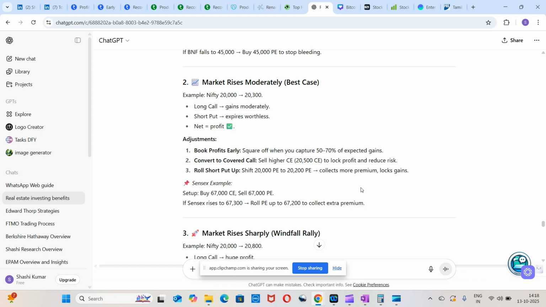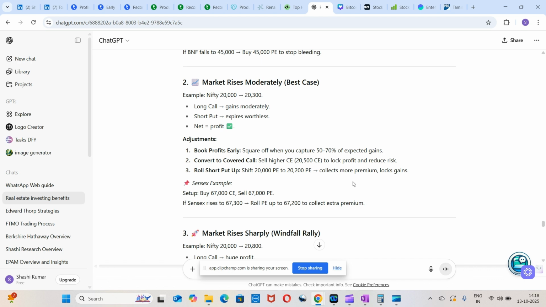The second thing you could do is convert to a covered call. Sell a higher CE to lock profits and reduce risk, like the 20,500 CE. Or you could roll the short put up. You have shorted the put, right? This 20,000 PE you have shorted, move it to 20,200 because the market has moved to 20,300 now. This will collect more premium and lock in the gains.